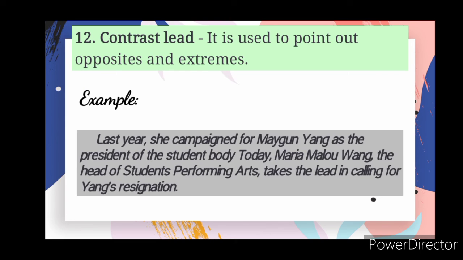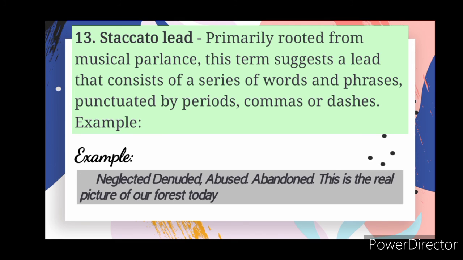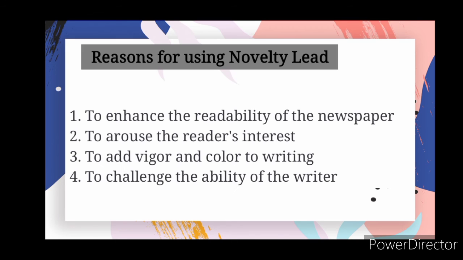Next is the contrast lead. It is used to point out opposites and extremes. The text below is an example of contrast lead. Next is the staccato lead. Primarily rooted from musical parlance, this term suggests a lead that consists of a series of words and phrases punctuated by periods, commas, or dashes. For example, neglected, denied, abused, abandoned. This is the real picture of our forest today.